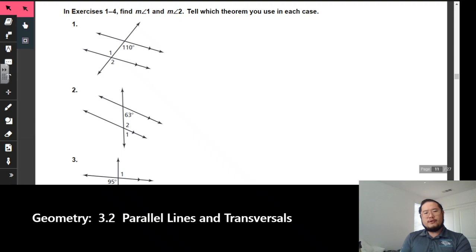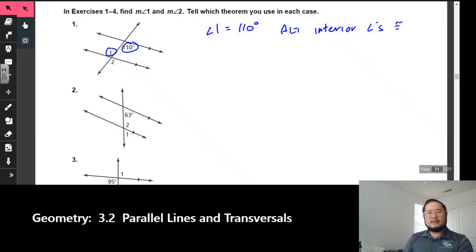All right. The first one right here is angle 1. And I'm looking right here at this piece of information, 110. They're inside of the parallel lines and they are cut by the transversal. So hopefully we realize that angle 1 is equal to 110 degrees. We have to have a reason. That is your alternate interior angles. Alternate interior angles are congruent.